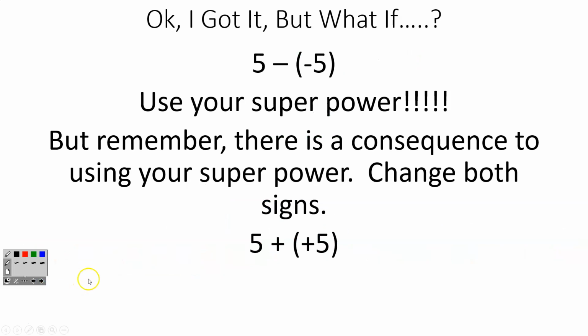Oh, now we're getting harder. So now we would have a 5 minus a negative 5. Still a subtraction problem. You still use that superpower. Because you use that superpower, you still have to have a consequence. So instead of a negative 5, it now becomes a positive 5. So now, 5 plus a positive 5. Hopefully you guys can figure out what 5 plus 5 is. If you can't, there you go. 5 plus 5 is 10.